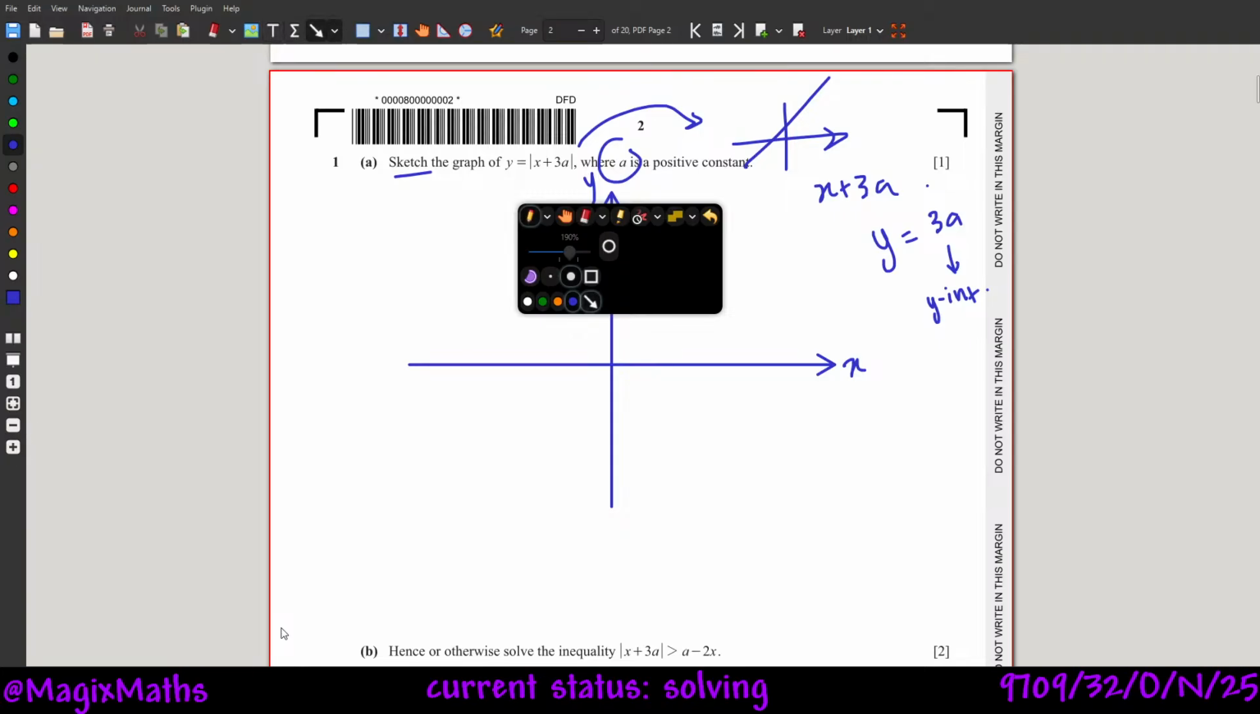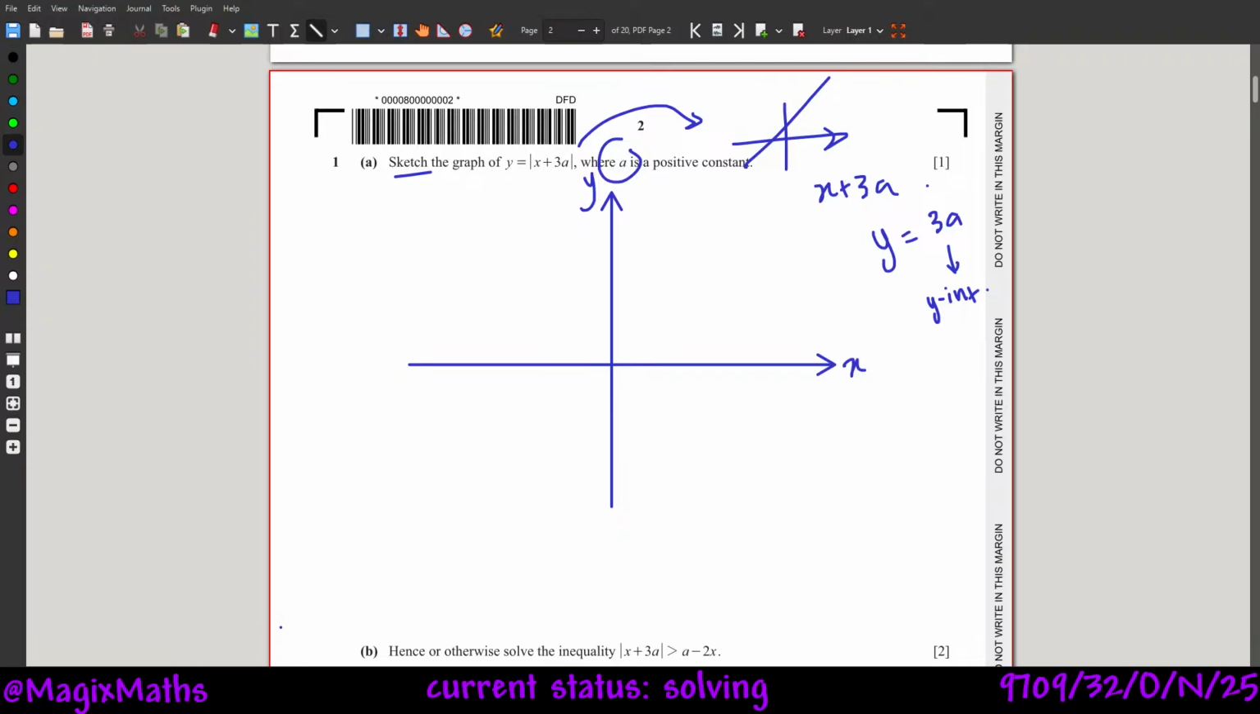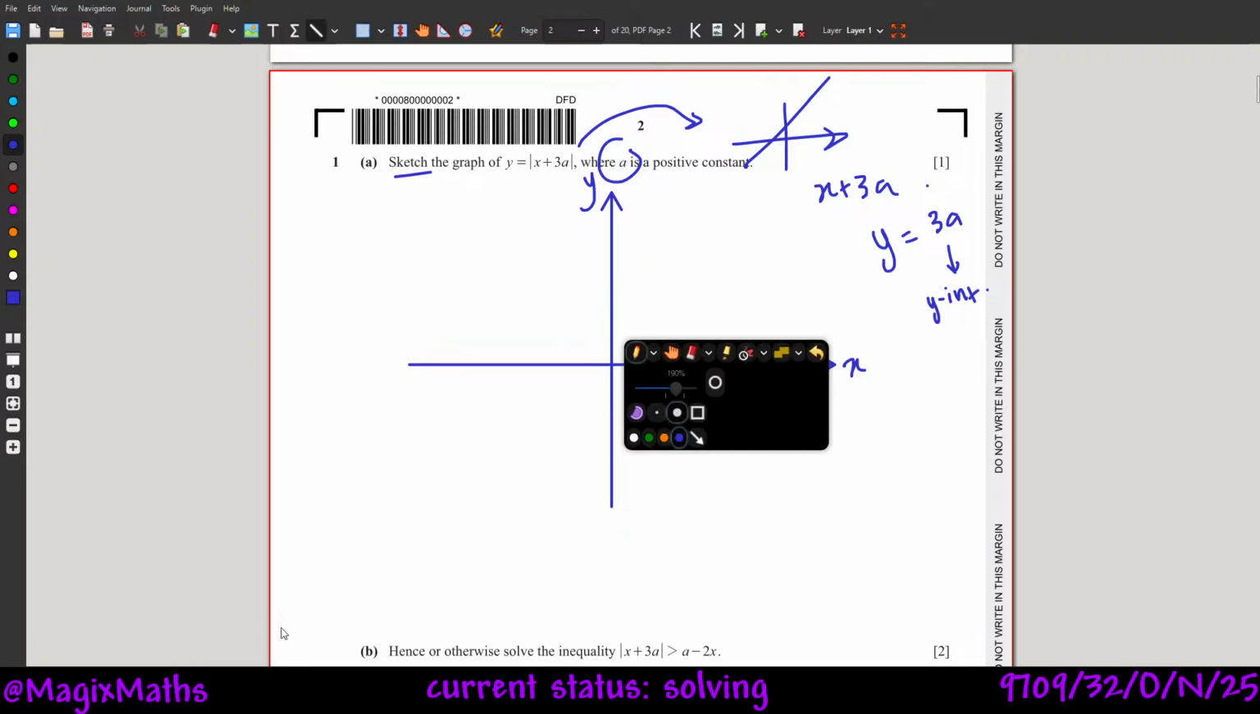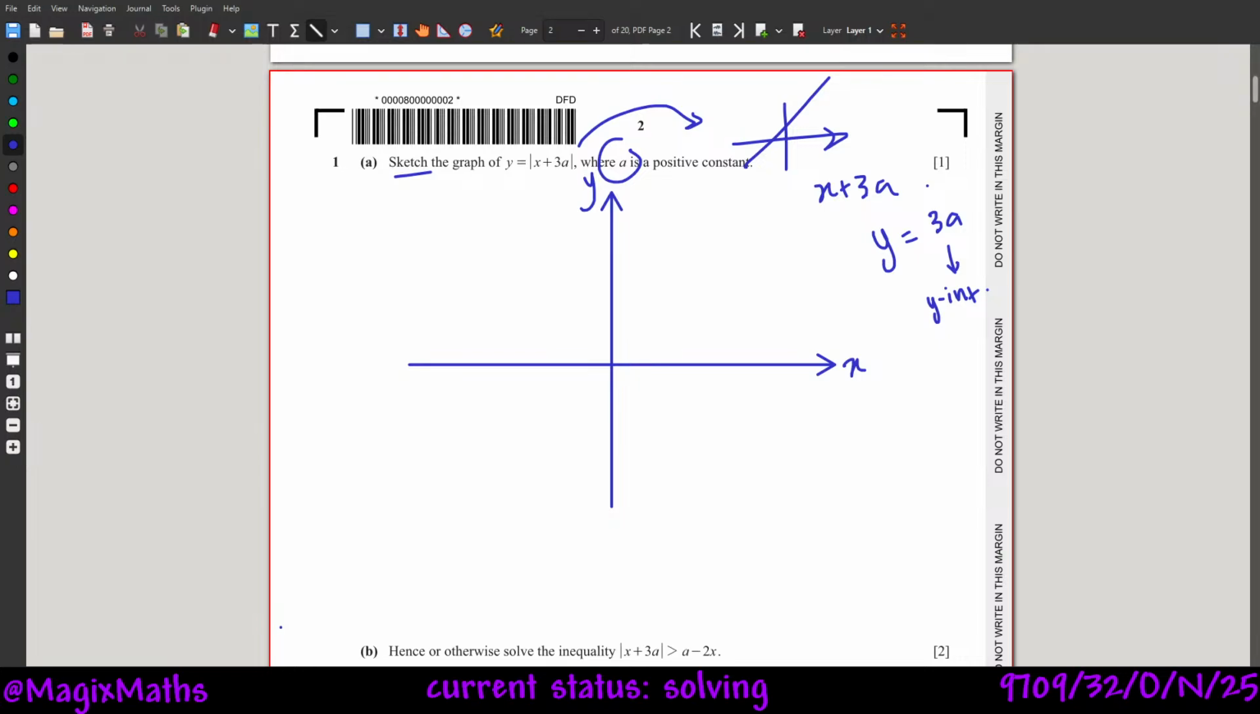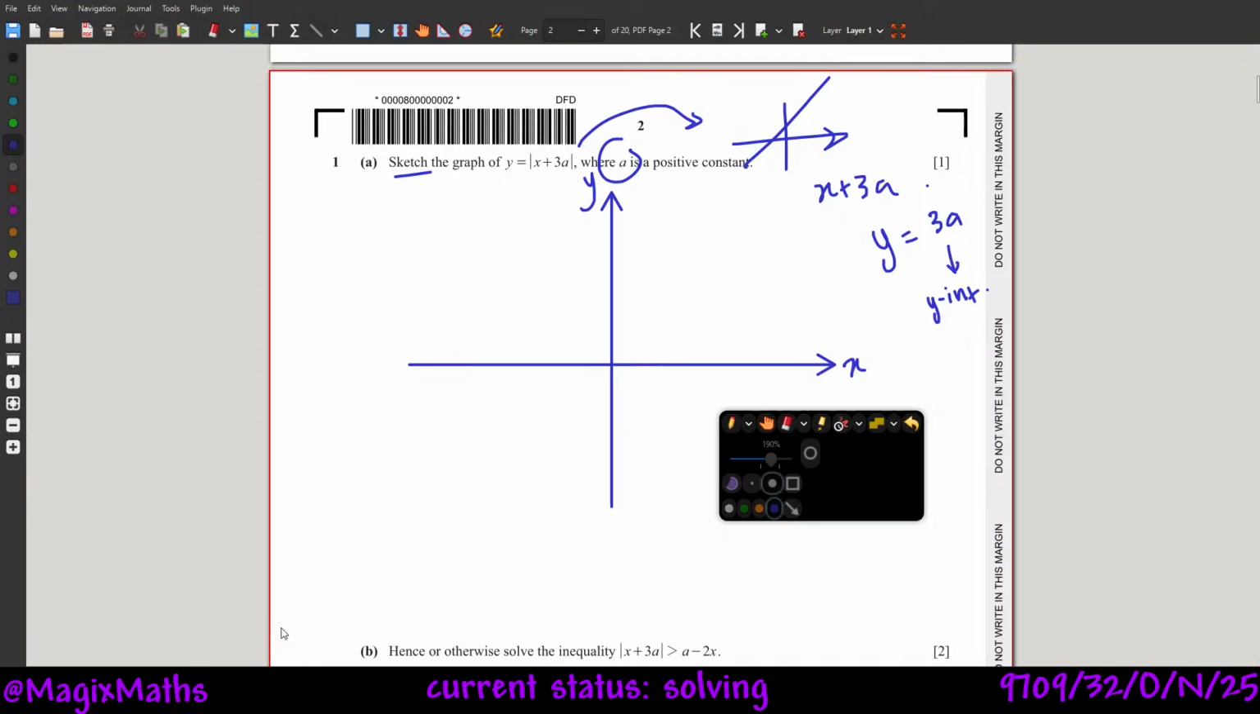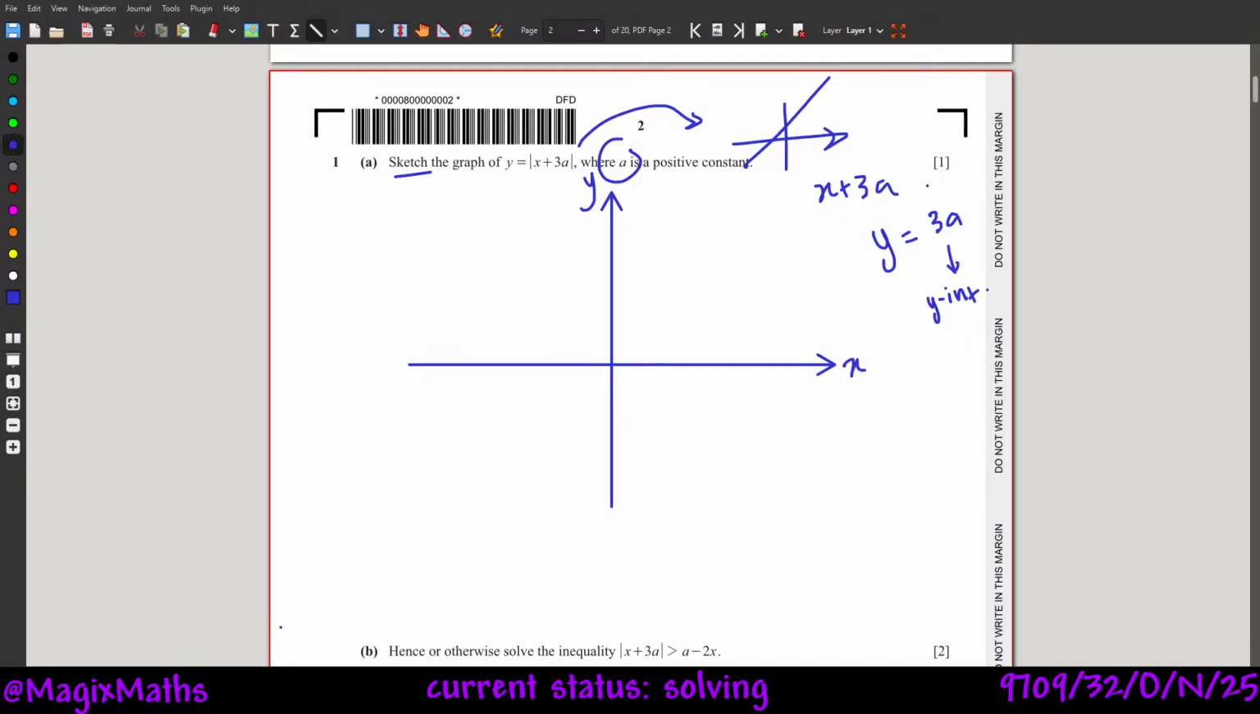Then you'll have something like this, I believe. But when it crosses the x-axis on the negative side, it should be reflected. So let's try to find the x-intercept.